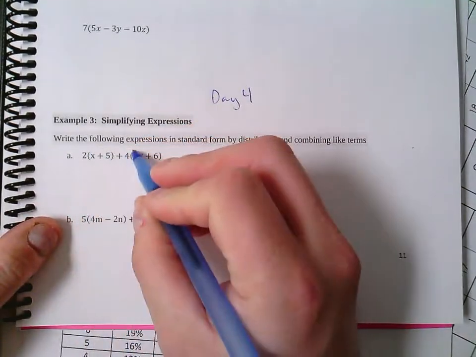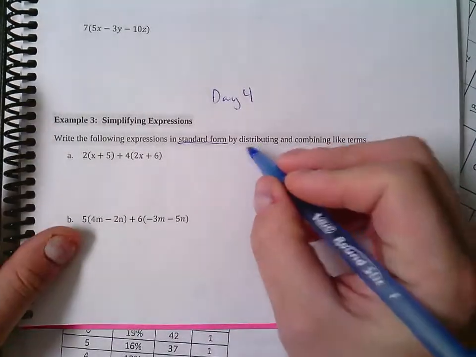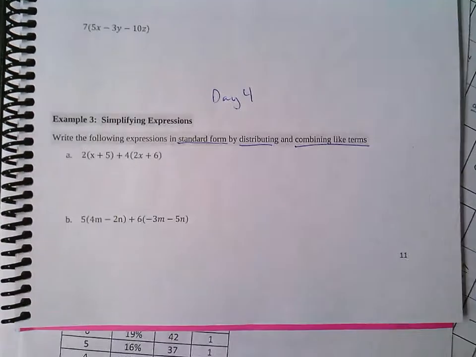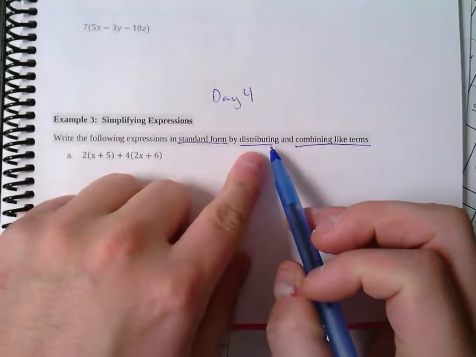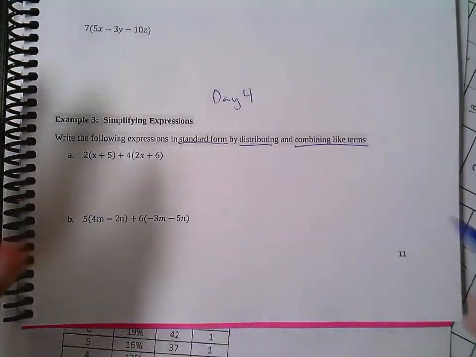So we're going to write the following expressions in standard form, and we'll talk more about that in a moment, by distributing and combining like terms. So now we're essentially going to put the two things together. The question is always going to be, well, what comes first? Do you distribute first? Do we combine like terms? Well, it all comes down to our order of operations.